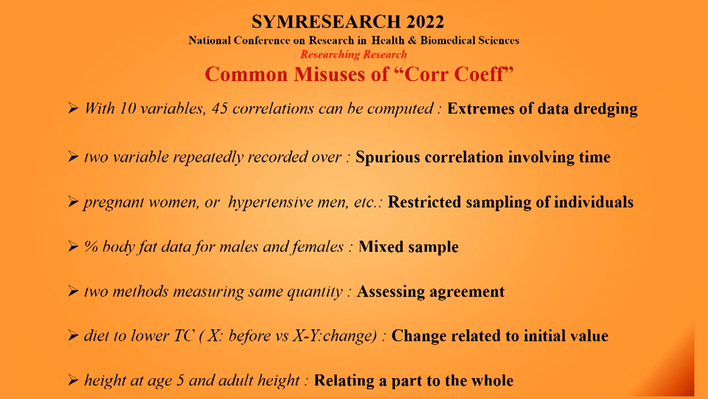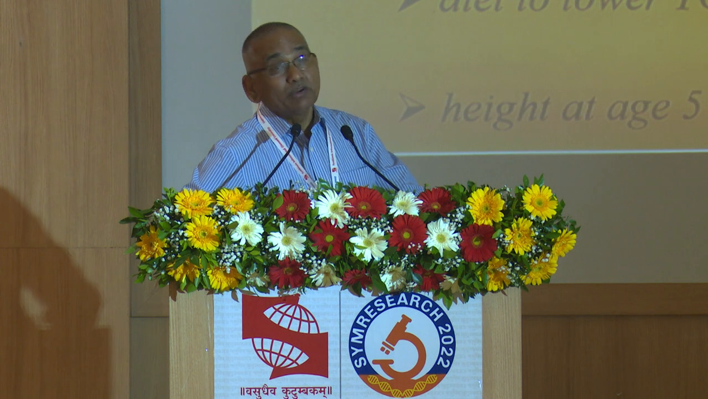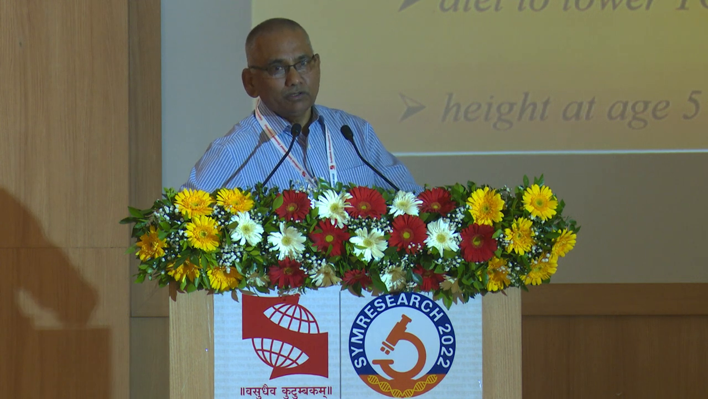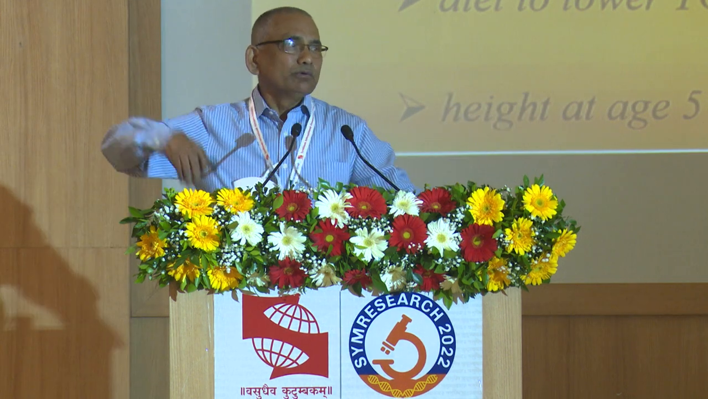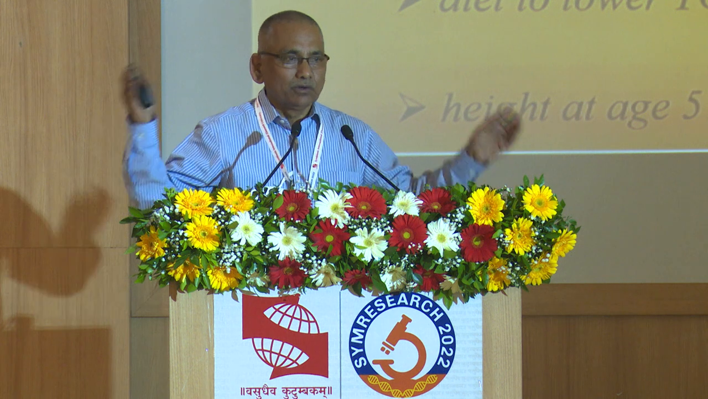Relating part to whole. The bottom line is you need two different variables. If you're measuring height at age 5 and height at age 20, the variable is the same. Where are the two variables? So you have to have two characteristics on the same individual at one time point, right? It's not two columns, but two different characteristics. One characteristic can be height, the other can be weight, but two different characteristics on the same individual. Then you can use correlation coefficient. Otherwise, you can't use correlation coefficient.